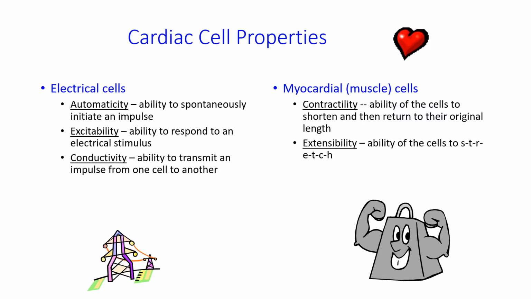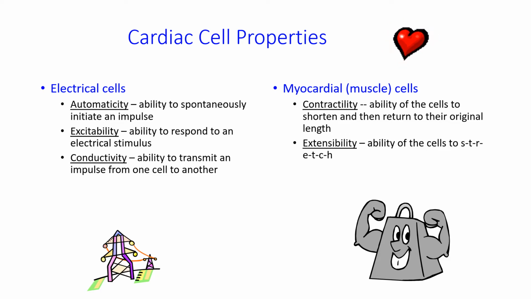Let's talk about the cardiac cell properties. Every heart cell, or cardiac cell, has the ability for automaticity, excitability, and conductivity. The electrical cells are responsible for stimulating depolarization of the myocardial cells, which means making the cell positively charged, which therefore results in a contraction, and then repolarization, which is the recovery of the myocardial cells so that they can again be depolarized and contract again.